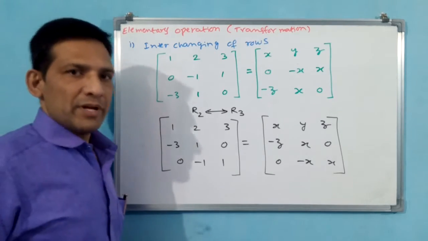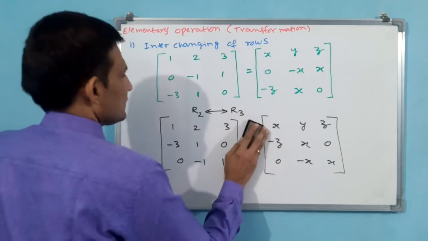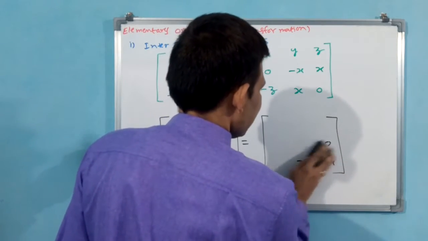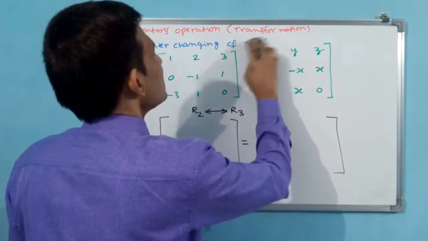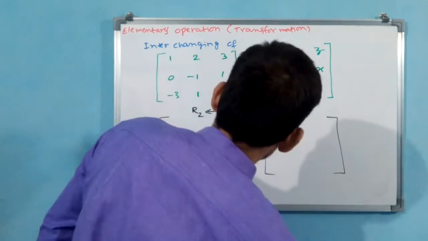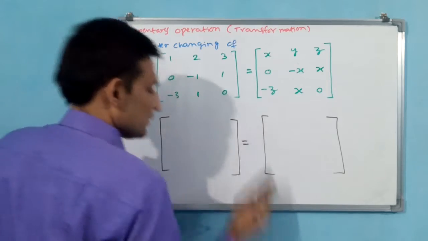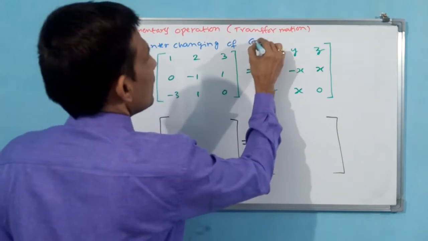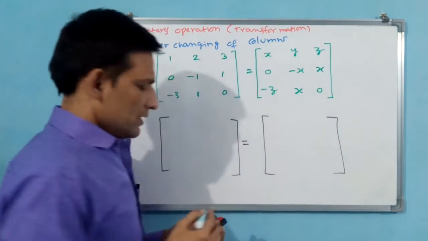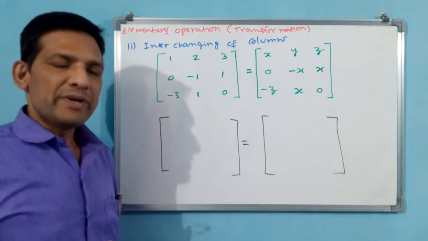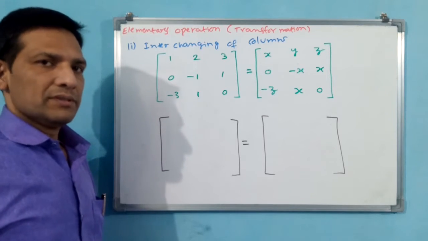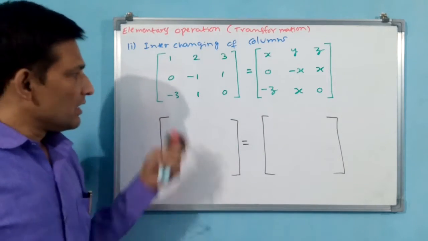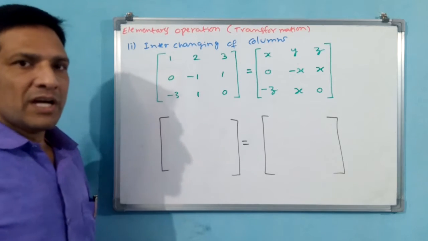Let us see the second operation, interchanging of columns. See, the second elementary operation is interchanging of columns. I have not rubbed this original matrix; say the original matrix is like this only. And how we are interchanging columns, let us understand.